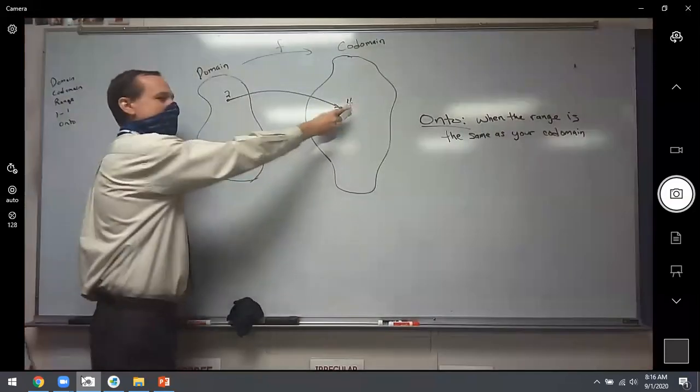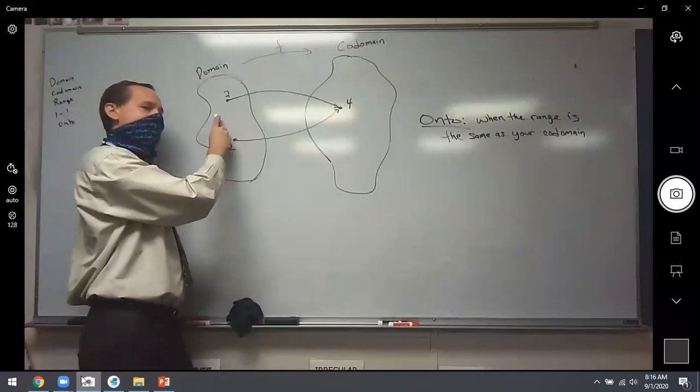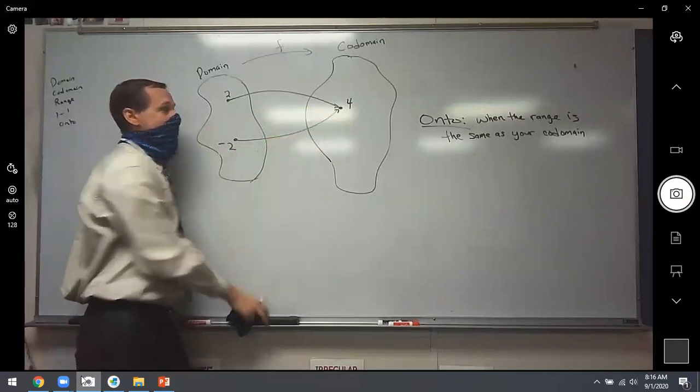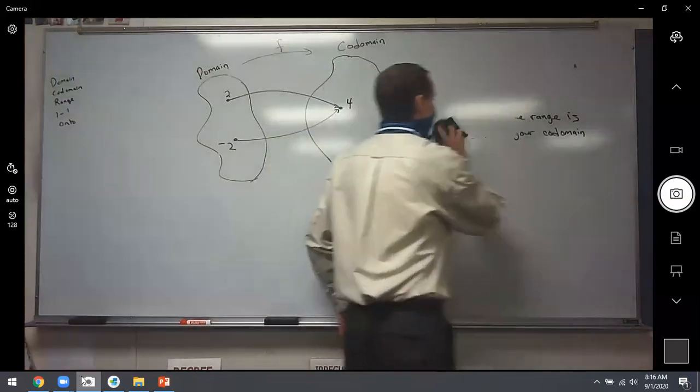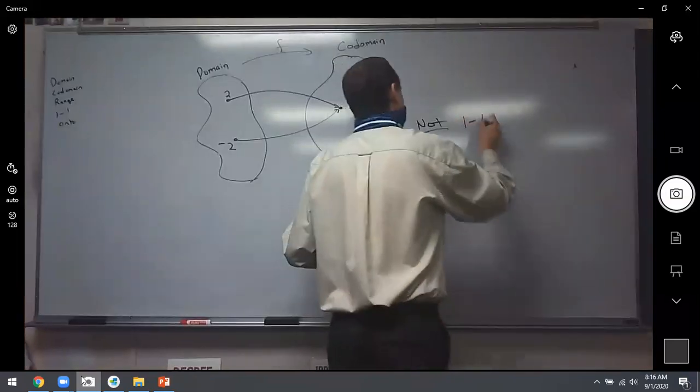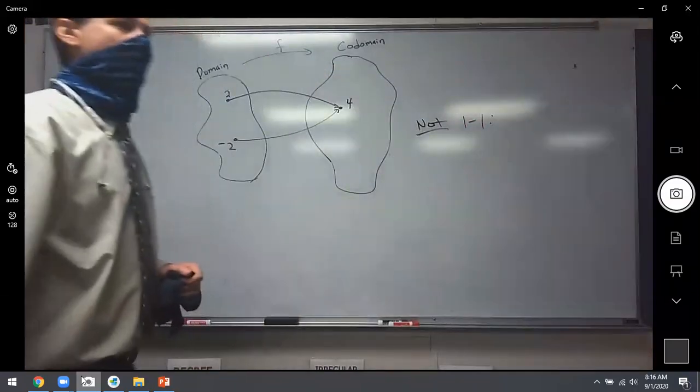So for this number, if I pick this number, is there only one thing I could have plugged in to get it, or is there more than one? More than one. This would be an example of something that is not 1-to-1.